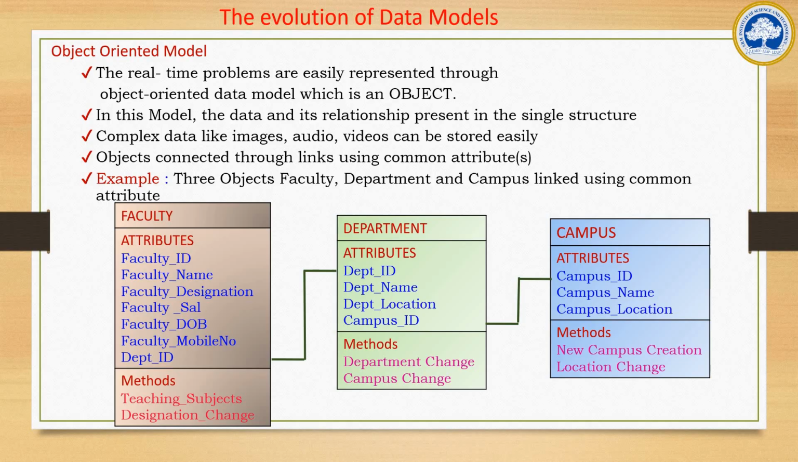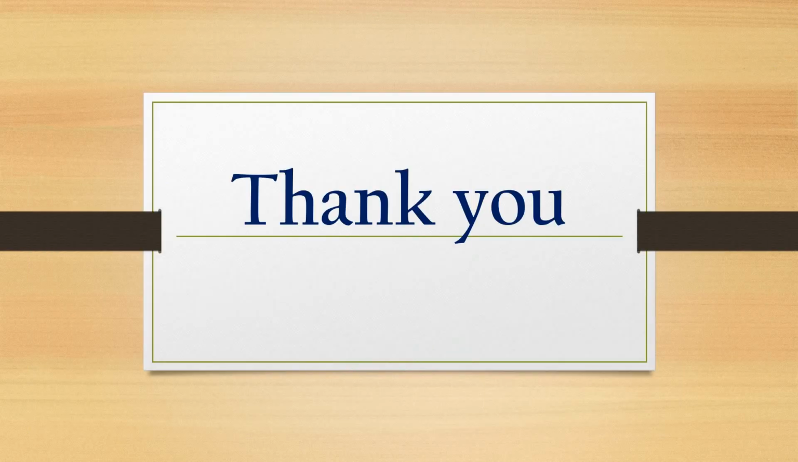So here we have the faculty, department and campus. The faculty and departments are connected through a common attribute, the department ID. Similarly, department and campus are connected through the campus ID. Like that each and every object is going to be connected. So these are all the evolutions of the data model. We can see more in the next session. Thank you.